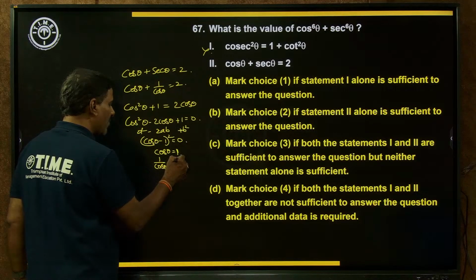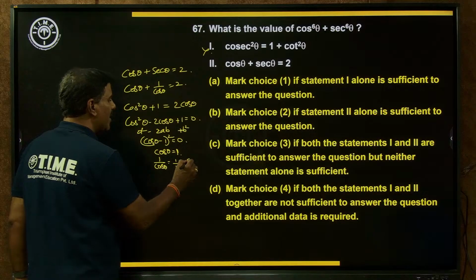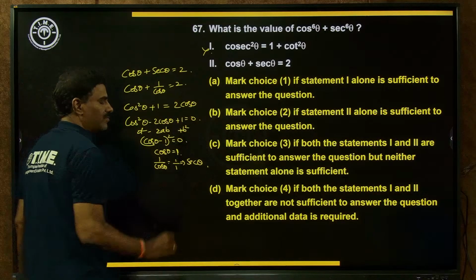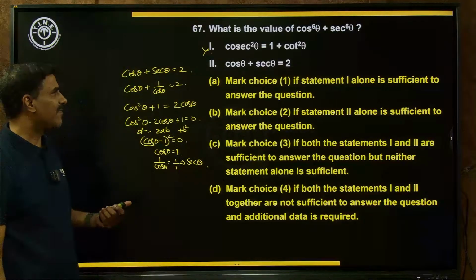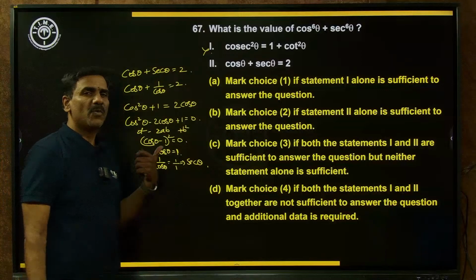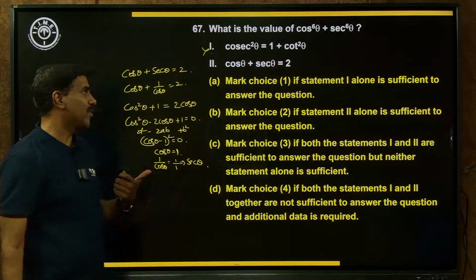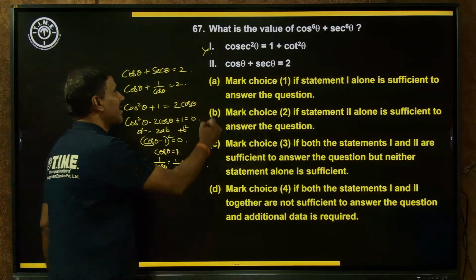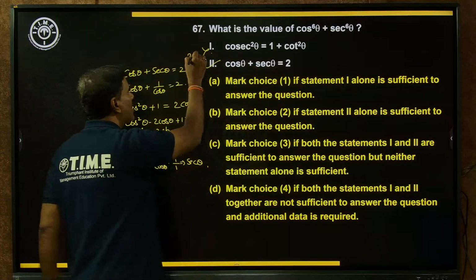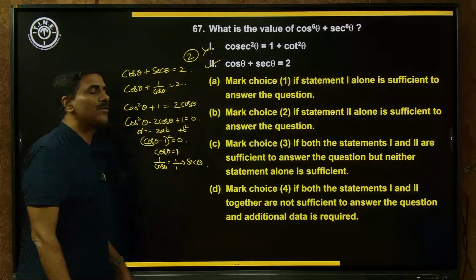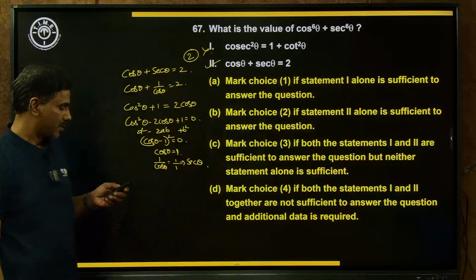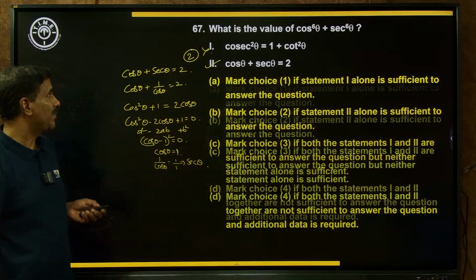1 by cos theta is also 1 by 1. So that means secant theta also should be 1. Right? So cos theta is 1, secant theta is 1. Cos power 6 theta will be 1. Secant power 6 theta also will be 1. So definitely we can find the answer from second statement alone. So answer should be choice 2. So let's move on to the next question.